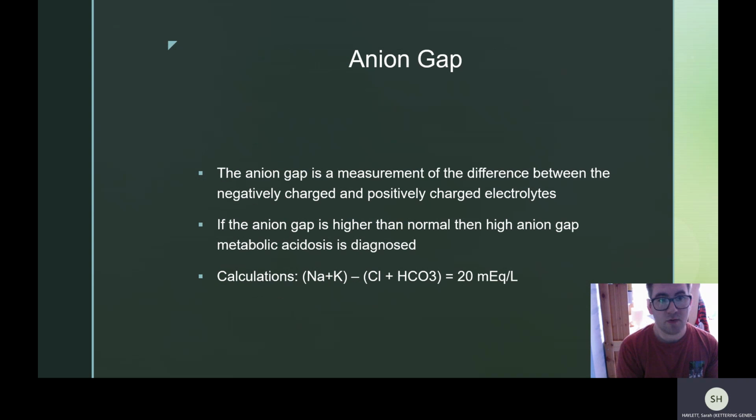There's another tool that can be used. We don't often use it in the A&E department, but the anion gap is a very good measurement of the difference between negatively charged and positively charged electrolytes. So if the anion gap is higher than normal, then an anion gap metabolic acidosis can be diagnosed. The anion gap is calculated by subtracting the serum concentrations of chloride and bicarbonate from the concentrations of sodium and potassium. Okay, I hope that makes sense.